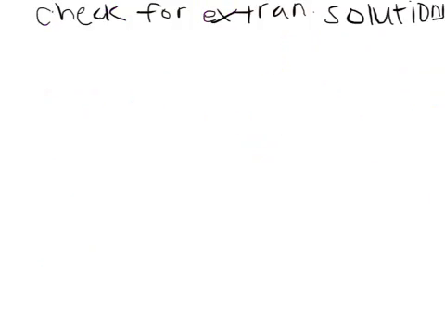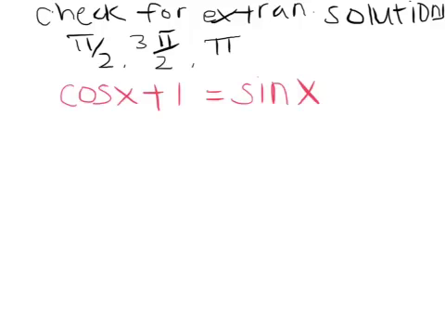Okay, now we're going to check for extraneous solutions. So we had the answers pi divided by 2, 3 pi divided by 2, and pi. Now the way we can check for extraneous solutions is by plugging the solutions back into the original function. Let me write the original function again. So this was the original function, and now we're just going to plug it back in. So we're going to check the first one.